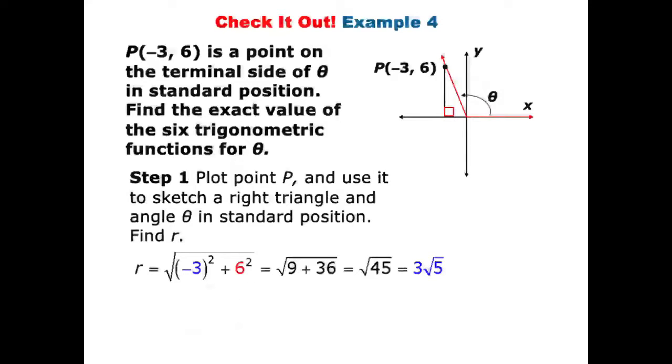Another example: P, the point negative 3, 6, is a point on the terminal side of theta in standard position. Find the exact value of the 6 trigonometric functions for theta. So step 1, plot your point P and use it to sketch a right triangle and angle theta in standard position, and find your r, which is 3 times the square root of 5.